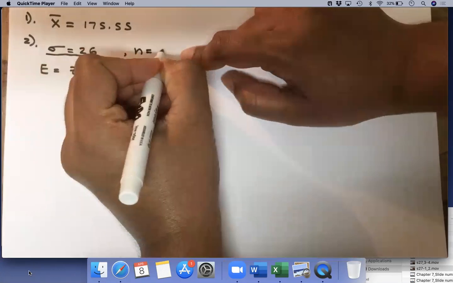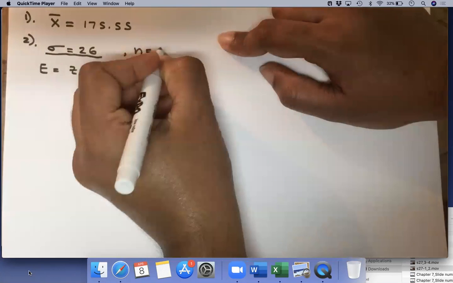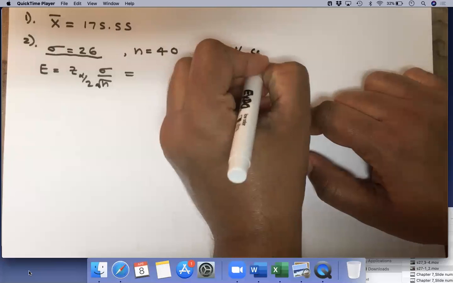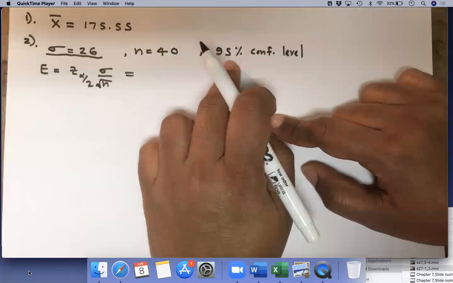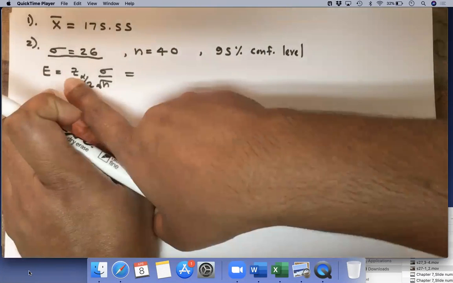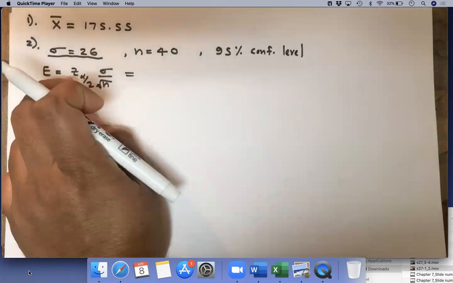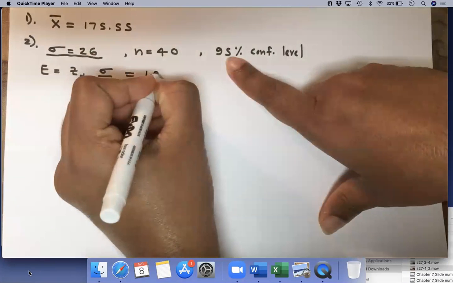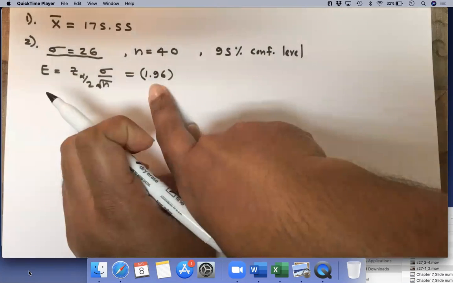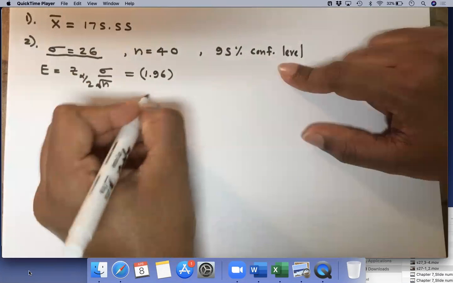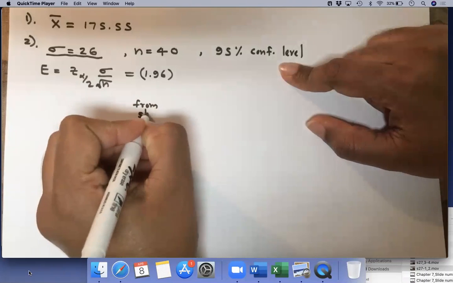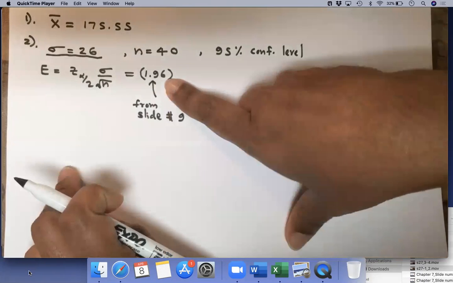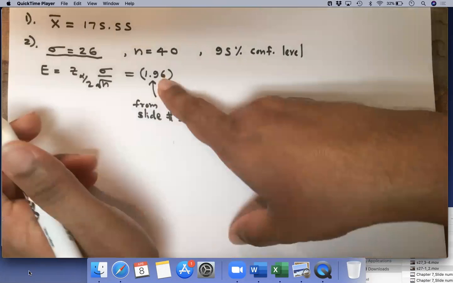What is our n? Here it says we have a sample of 40 men. So our n is 40. Then what is the confidence level? It's a 95% confidence level. So remember, I told you how to find critical values, or if you want, you can remember the important critical values. If it's 95%, the critical value is 1.96. If you don't know how to get this one, read slide number 9. I got this value from slide number 9. So if you want to understand how to get this one, go to that slide and read it. Okay, so we got our critical value.